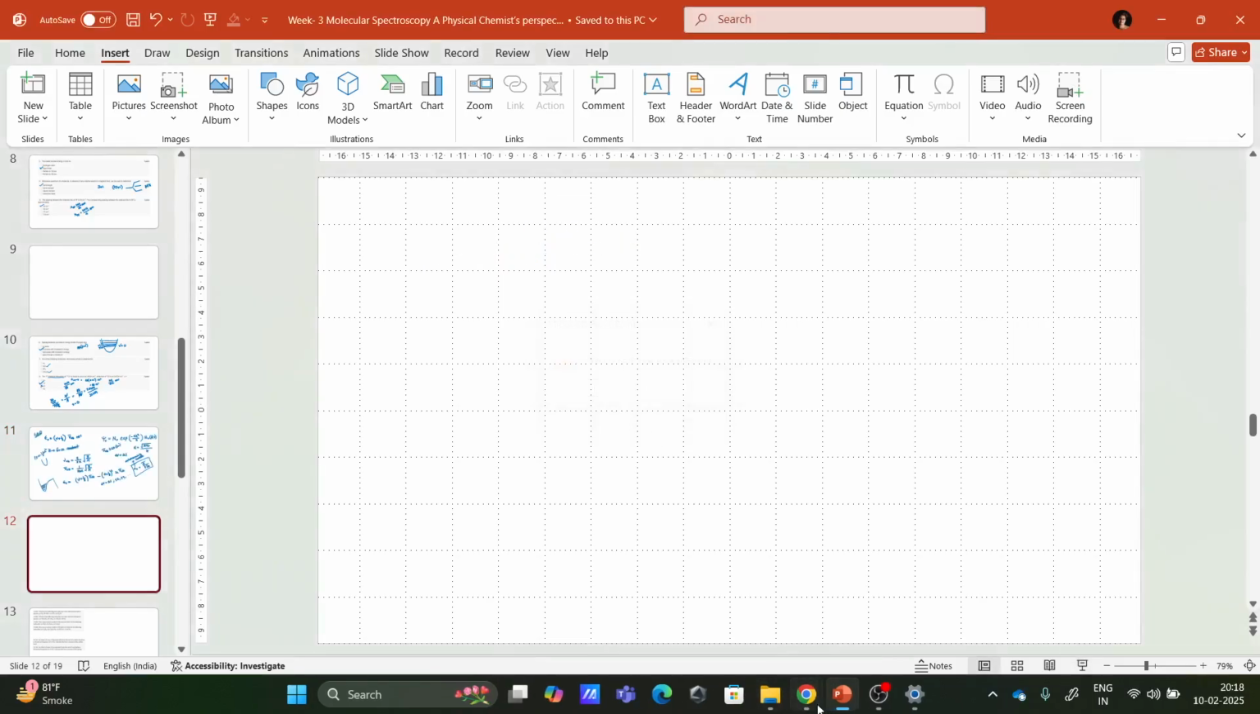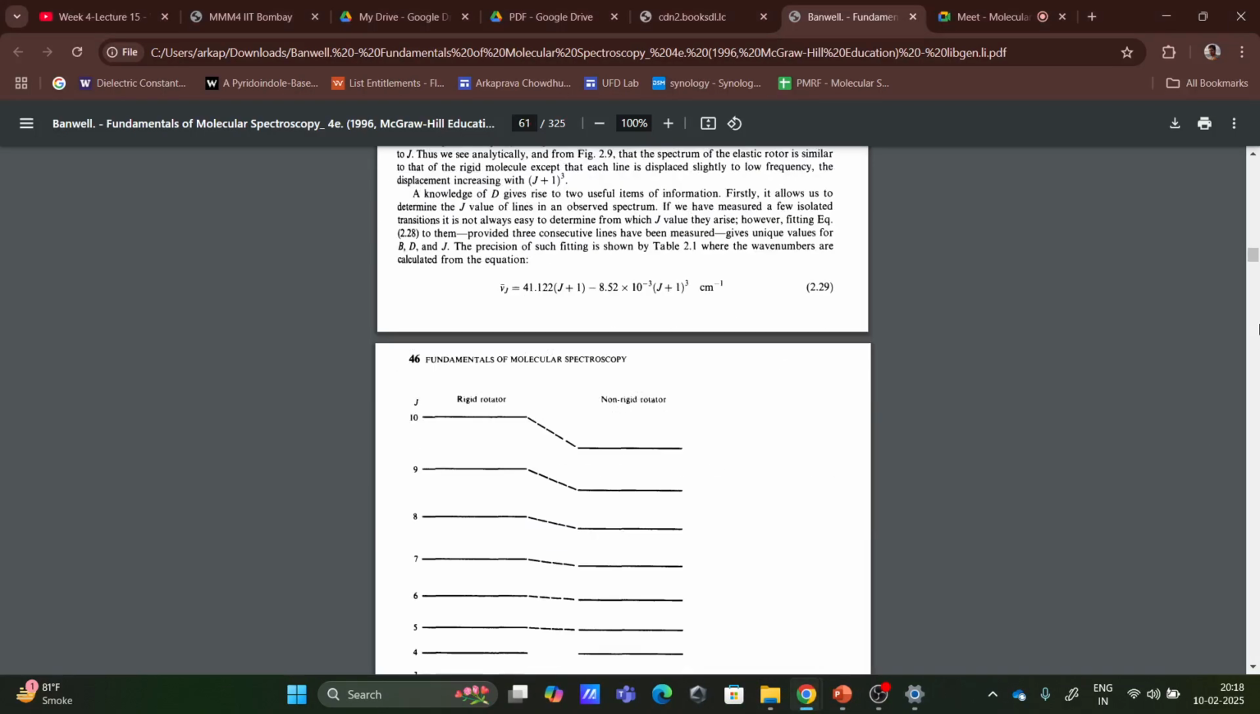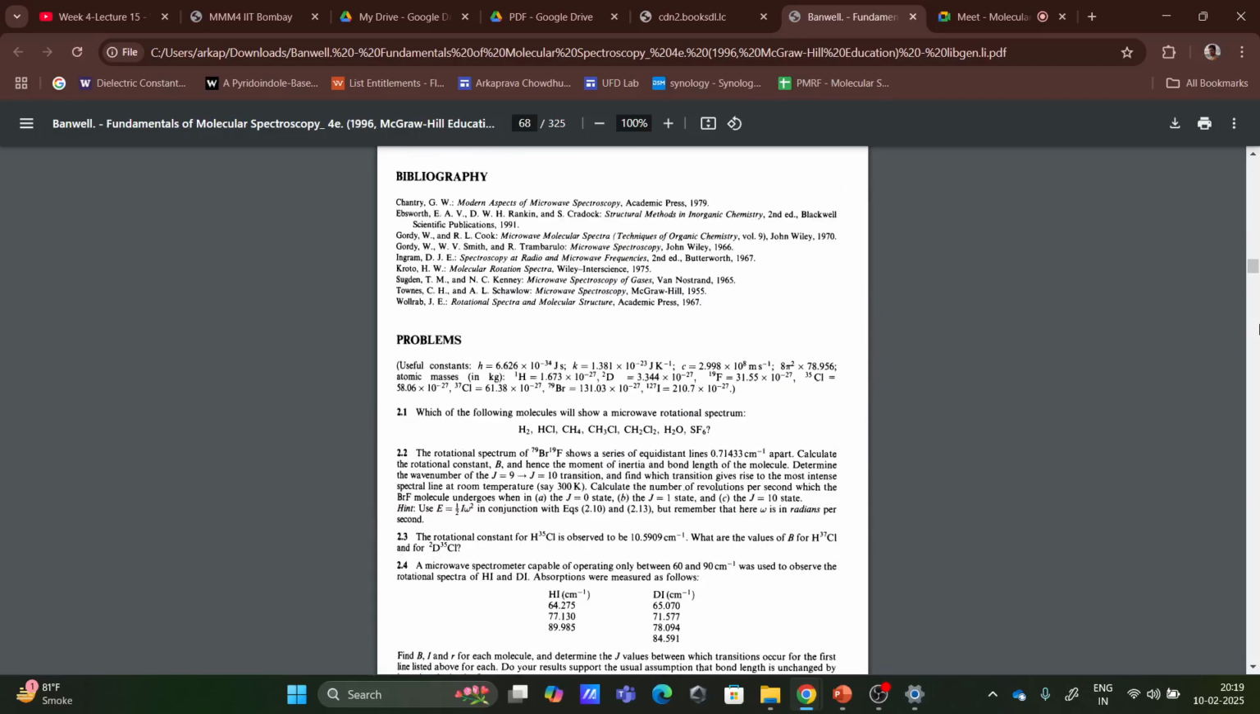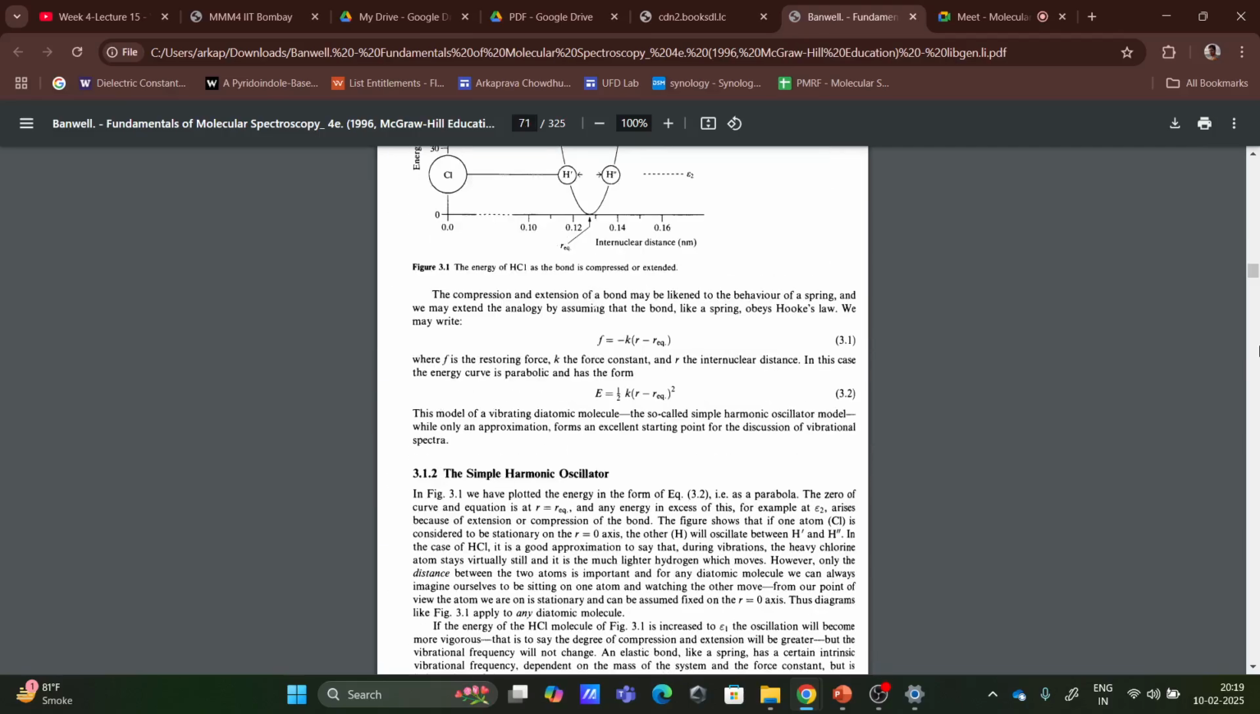Let me see from the band wheel if I can show it to you. Infrared.